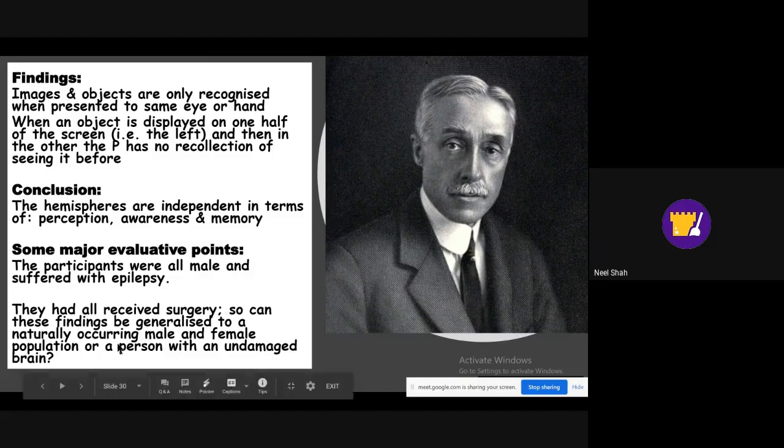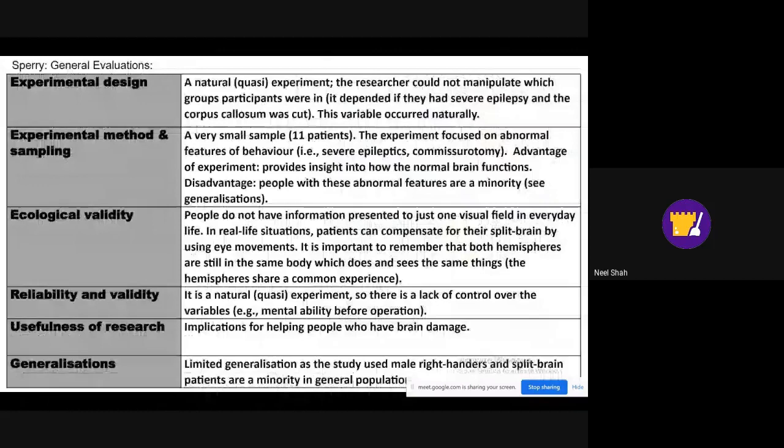And again, would this be naturally occurring for someone who didn't have any brain damage, who didn't have epilepsy, for example? Okay. But let's see, how else would we evaluate this? It was a natural experiment. Yes, the researcher couldn't manipulate the groups. They all had severe epilepsy. We didn't actually get a control group, so it would have been interesting. Let's say if one of us, who doesn't have epilepsy, were to do this study, how would we perform on this task?